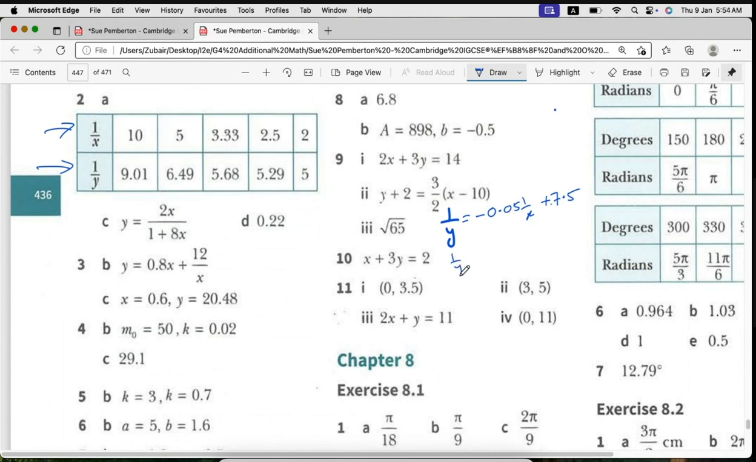Okay, I'm taking LCM quickly. This would stay x, and that is negative 0.05 plus 7.5x. And if I take a reciprocal, y is equal to negative 0.05x over negative 0.05 plus 7.5x.